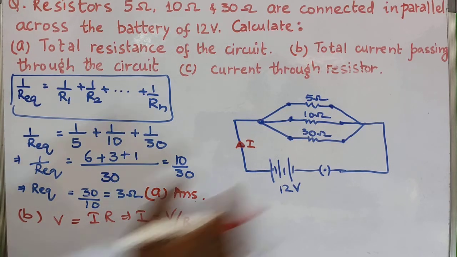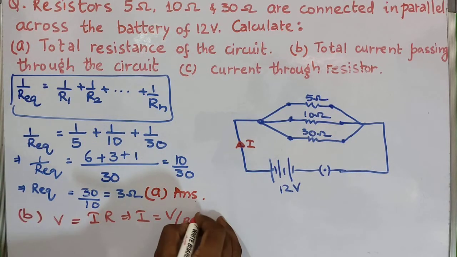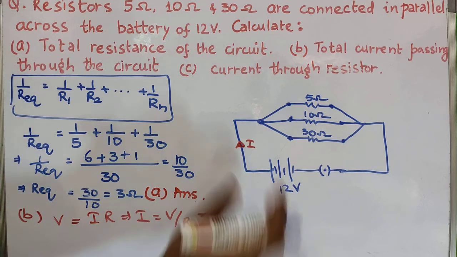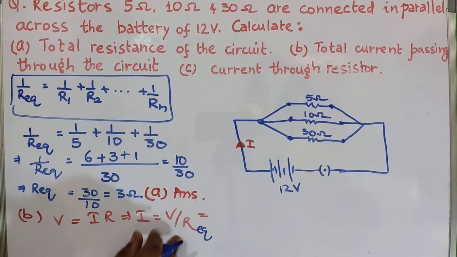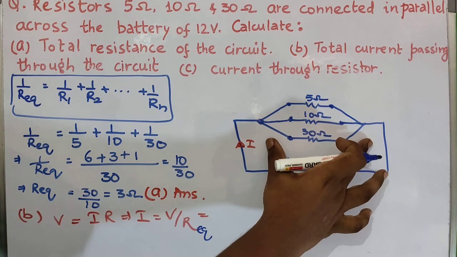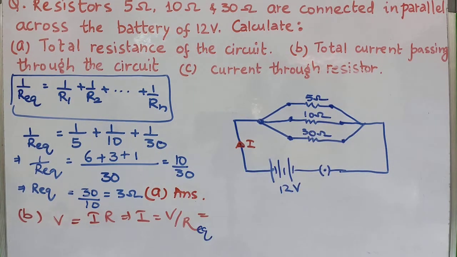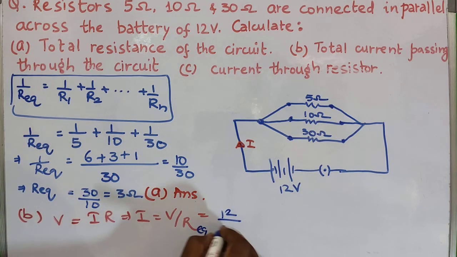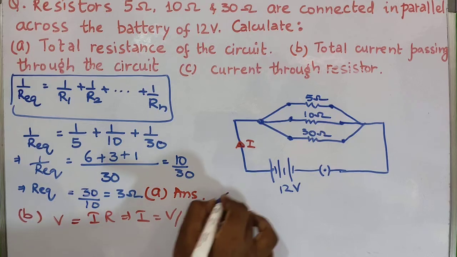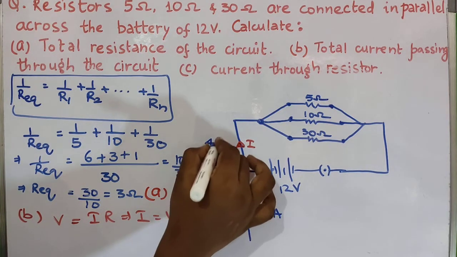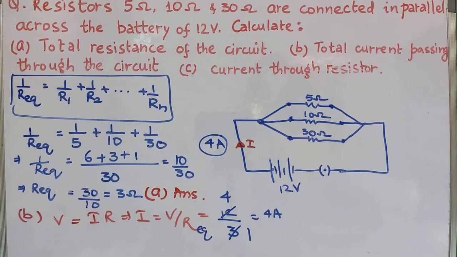So what is the potential difference created by the battery? 12 volts. What is the equivalent resistance? R will become the equivalent resistance because we want the current through the circuit, and V will become the potential difference across the ends of the combination. So I is equal to V by R, it is 12 volts, R equivalent is 3 ohms. So 3 fours are 12. So the current passing through the circuit is 4 ampere.